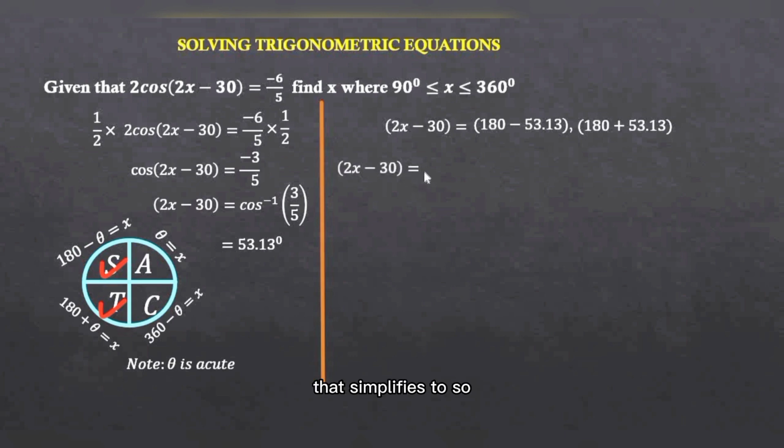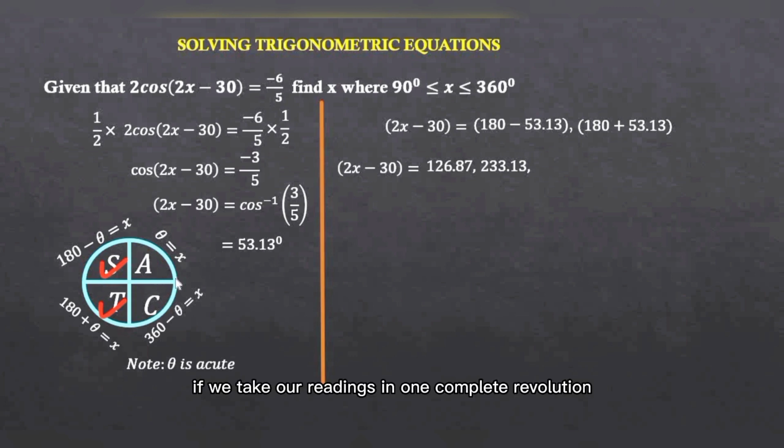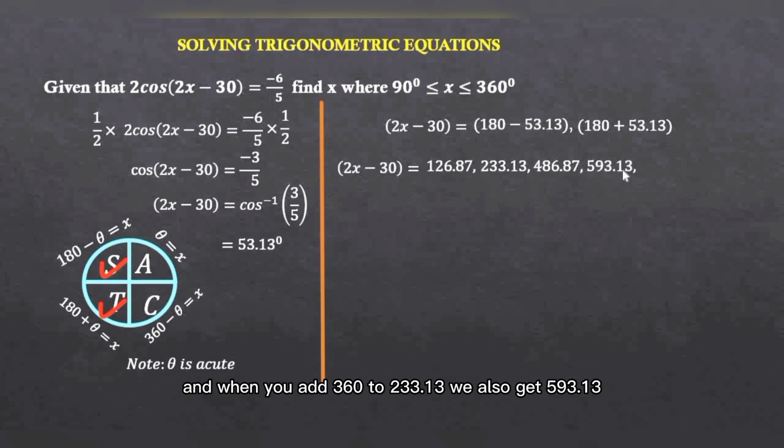That simplifies to, the first bracket here is 126.87, the second bracket is 233.13. Now these are values that you obtain if we take our readings in one complete revolution. Now in the second revolution, we simply add 360 to these values we've obtained. So 360 added to 126.87 should give us 486.87, and when you add 360 to 233.13, we also get 593.13.